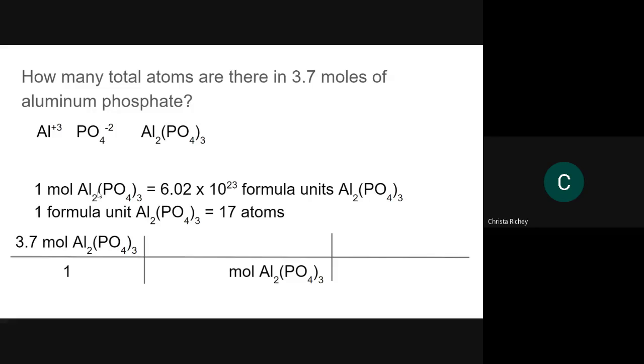And the only thing I can change it into is formula units. I don't have a choice. That's the next step. It's the next thing I can change it into. Now, I don't want to be in formula units, so I'm going to drop that down. And once I'm in formula units, can I get to atoms?